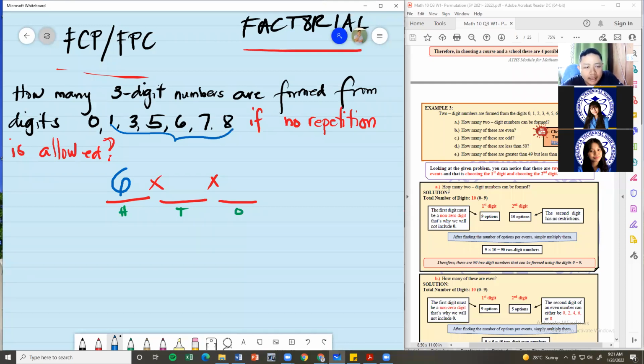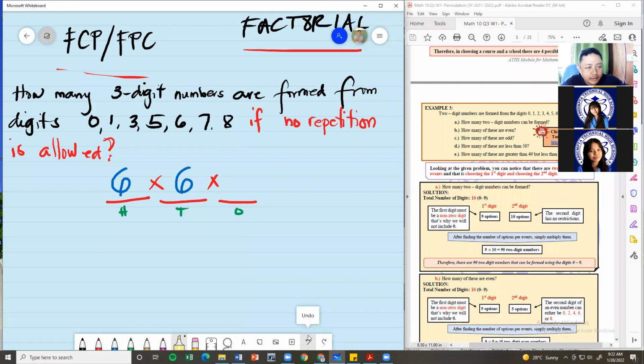How many digits can we put in the tens place value? Type your answer in the chat box. This time, pwede nang isama si 0. Okay, let me see. How many digits can we now use from here? Very good. It will only be 6.